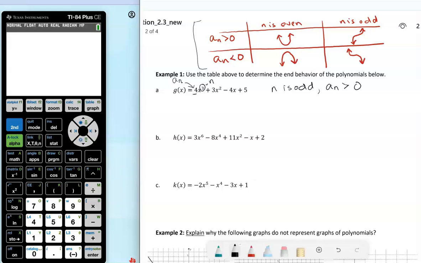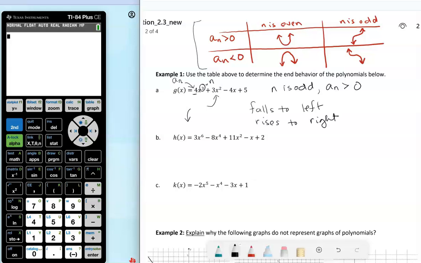So since n is odd and a sub n is positive, the end behavior will do something like this. It'll fall to the left and rise to the right. So the function falls to the left and it rises to the right.